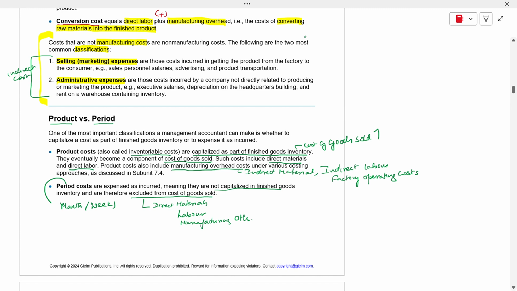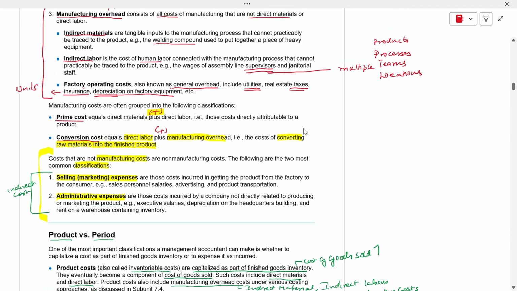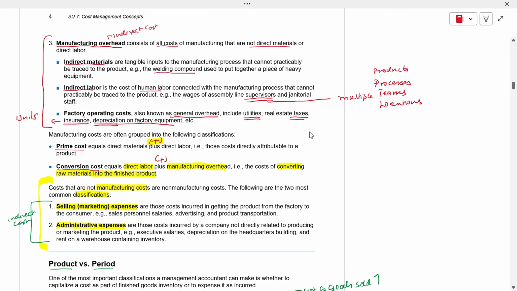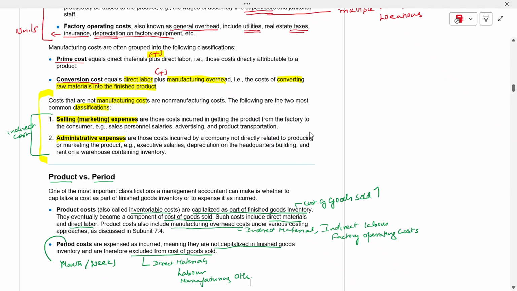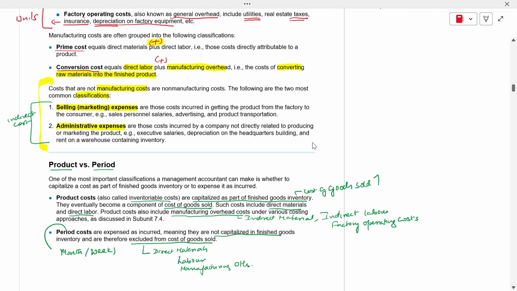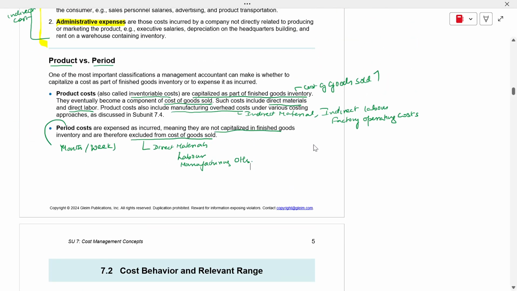Period cost and product cost, cost object, cost pool, conversion cost. You will find this very interesting. We are talking about the prime cost. Prime cost is direct materials plus direct labor. Conversion cost is direct labor plus manufacturing overhead. So there is a very close understanding. You have to be very specific and very selective when you are doing this process. Are you clear about this?